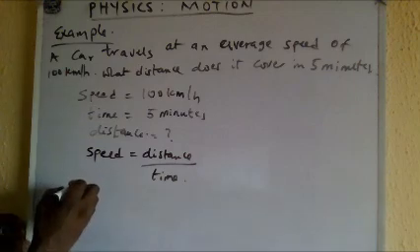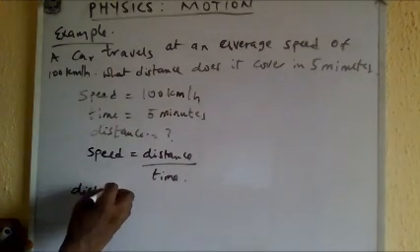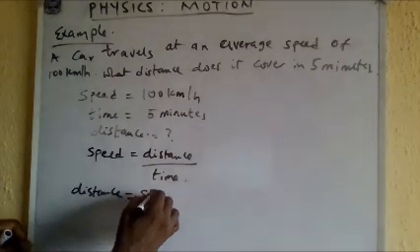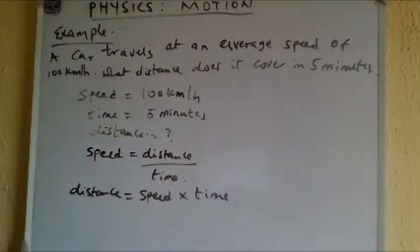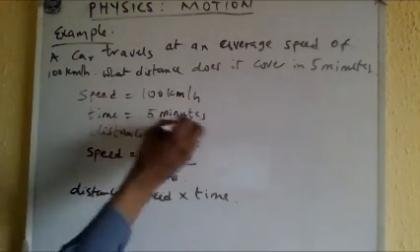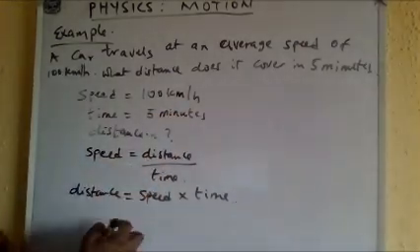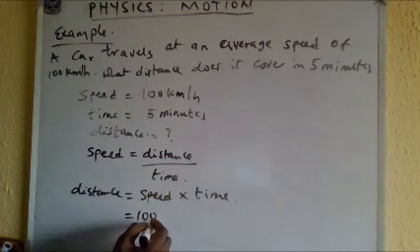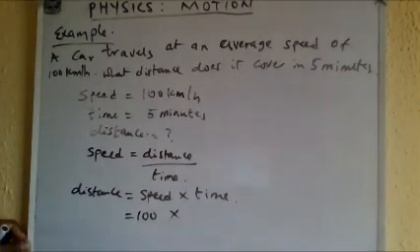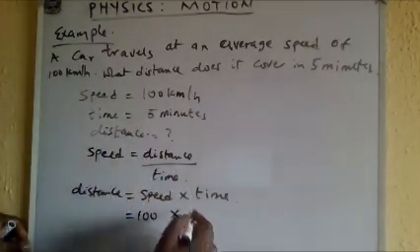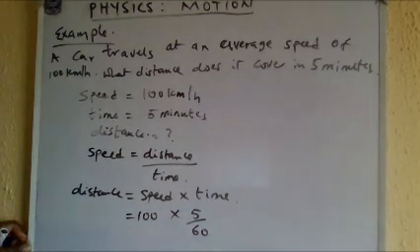Making distance the subject, distance will now be equal to speed times time. What's the speed? 100 kilometers per hour. And the time is 5 minutes. But 60 minutes make 1 hour, so we will convert this one to hours. The speed is already 100 kilometers per hour, times the time, 5 minutes, but in hours, how many hours is 5 minutes? It's just 5 over 60. That is it.